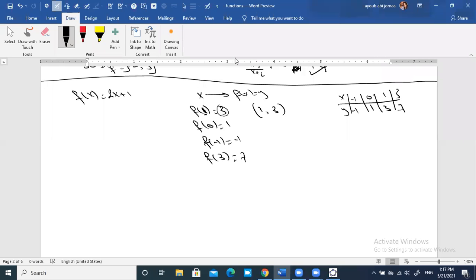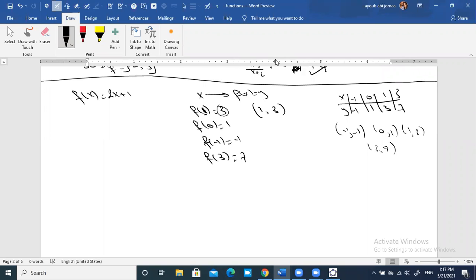For each value of x, we have one corresponding value of y. For example, f of 1 is equal to 3, and so on. In grade 9, you used to make this table: value x, you find value of y. And then in the coordinate system, you plot the points, for example here, of coordinates -1, -1, 0, 1, 1, 3, and 3, 7. You plot the points and you join them.